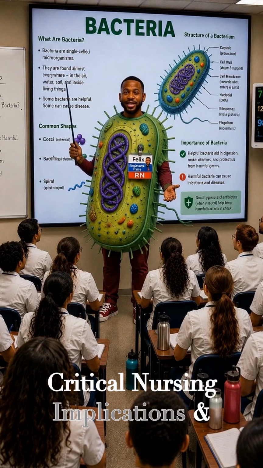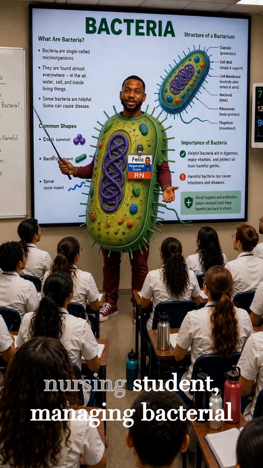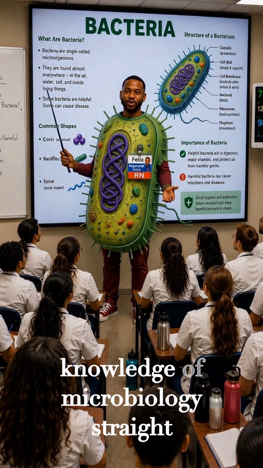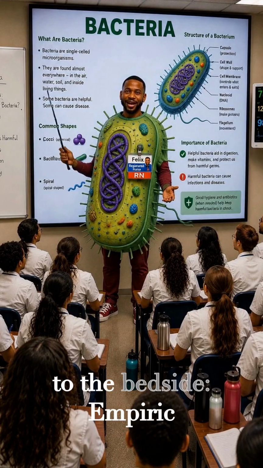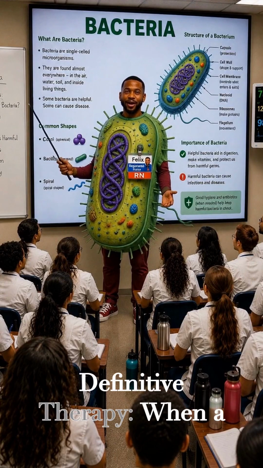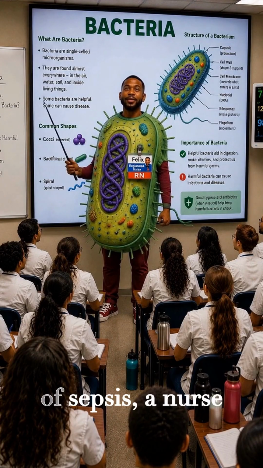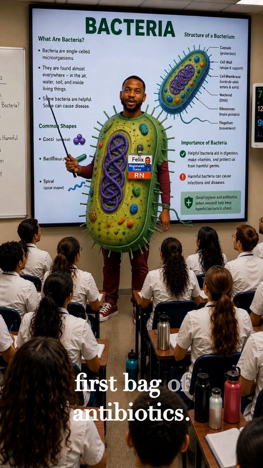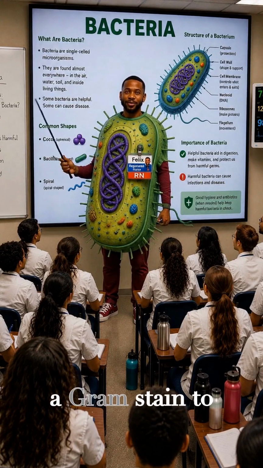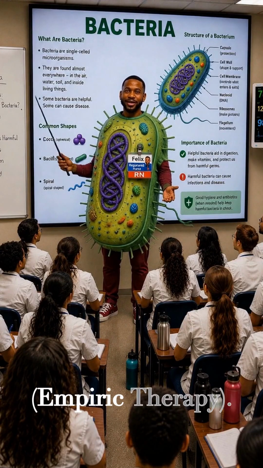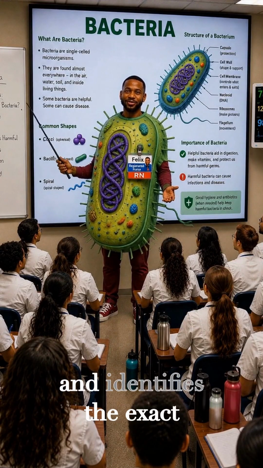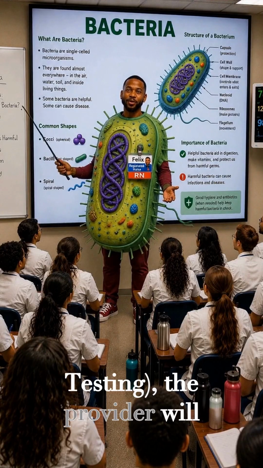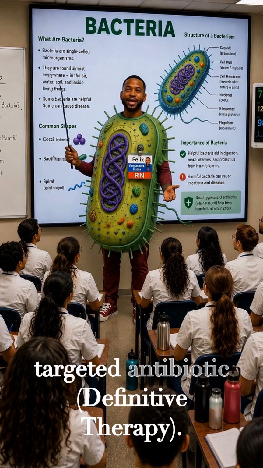Critical nursing implications and infection control. As a nursing student, managing bacterial infections requires applying your knowledge of microbiology straight to the bedside. Empiric versus definitive therapy. When a patient arrives with signs of sepsis, a nurse must draw blood cultures immediately before hanging the first bag of antibiotics. The lab will perform a gram stain to give an initial clue. Empiric therapy. Once the culture grows and identifies the exact bacterial species and what drugs kill it, sensitivity testing, the provider will switch to a narrow, targeted antibiotic.